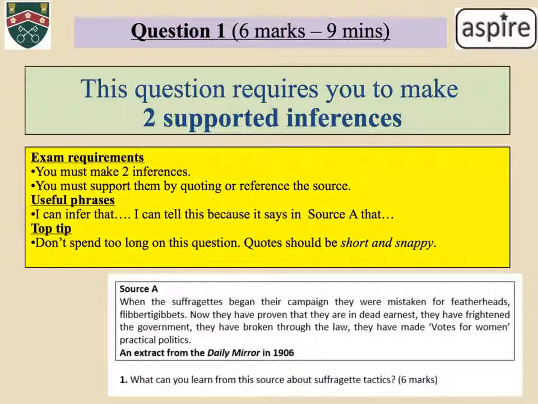But you also need to support your inferences, and you do that by quoting the source. So use a phrase like, I can tell this because it says in source A, and then show that you're supporting your inference by quoting the source. Remember, your quotes should be short and snappy, just like baby crocodiles. It's really important that you don't spend too long on question 1. 9 minutes maximum to make sure that you have enough time to answer the more high value questions towards the end of the paper.